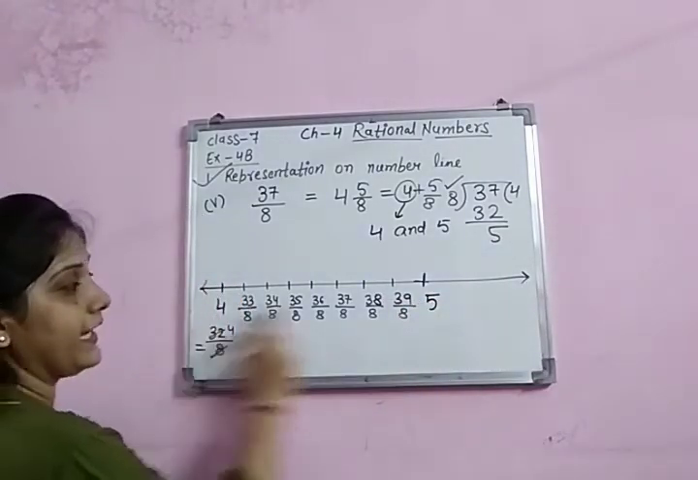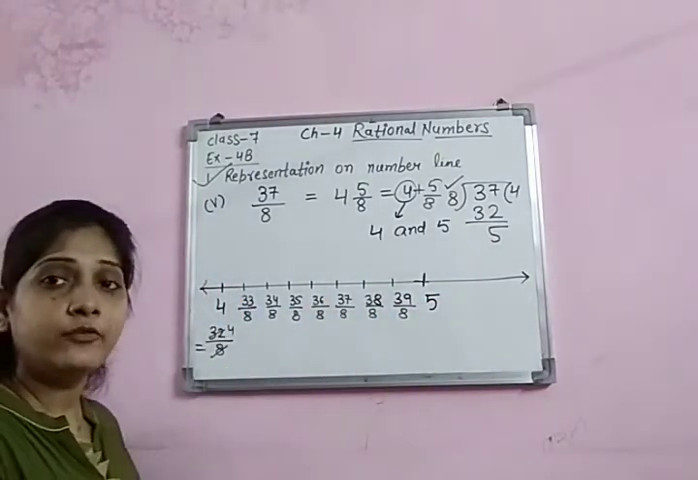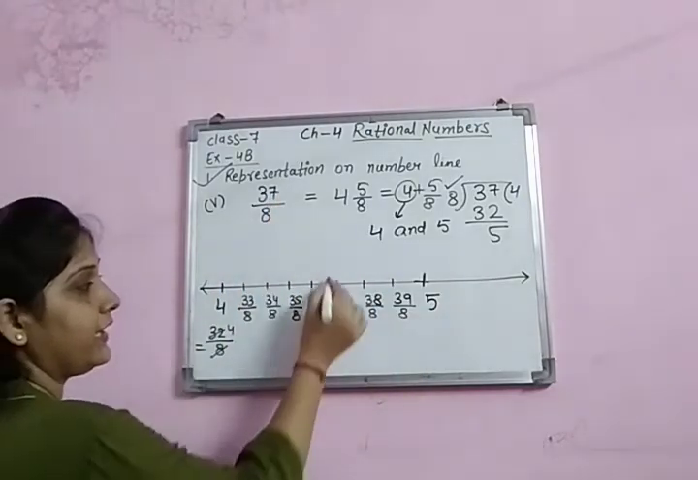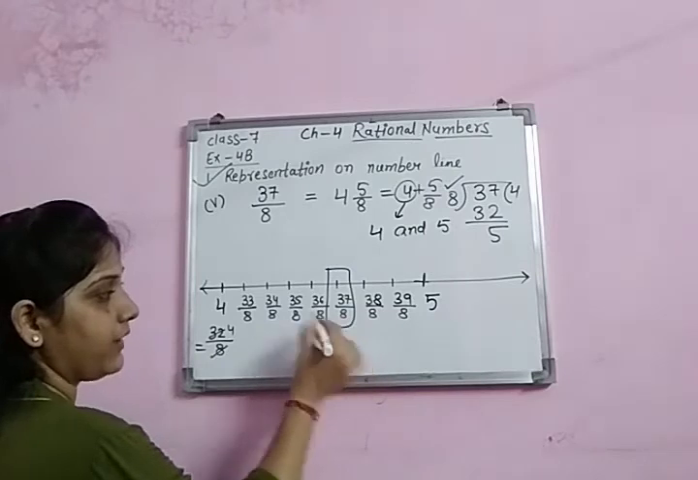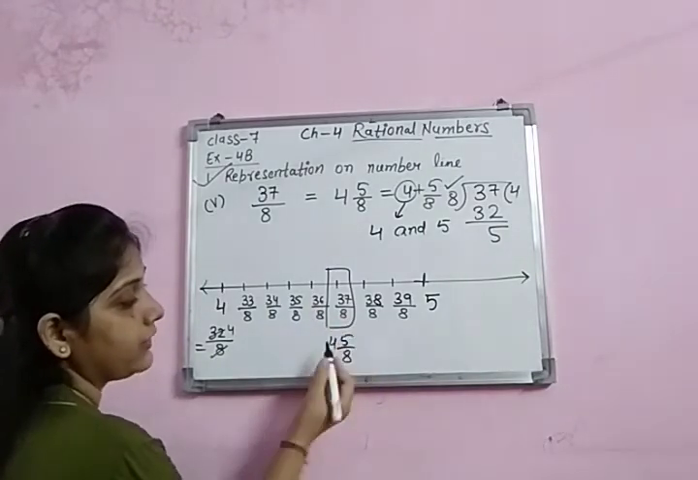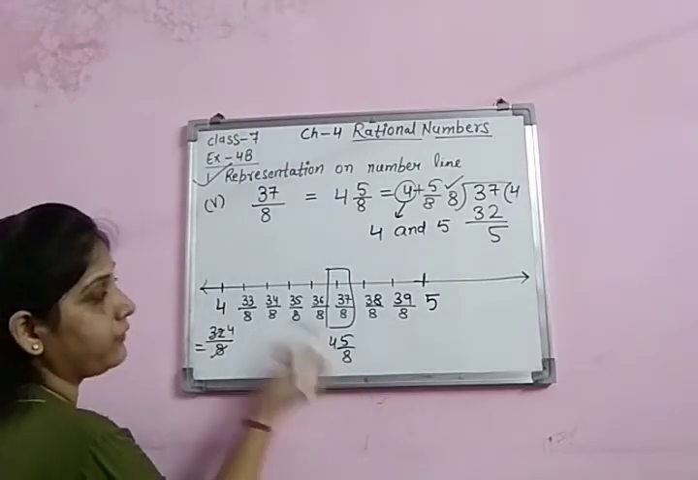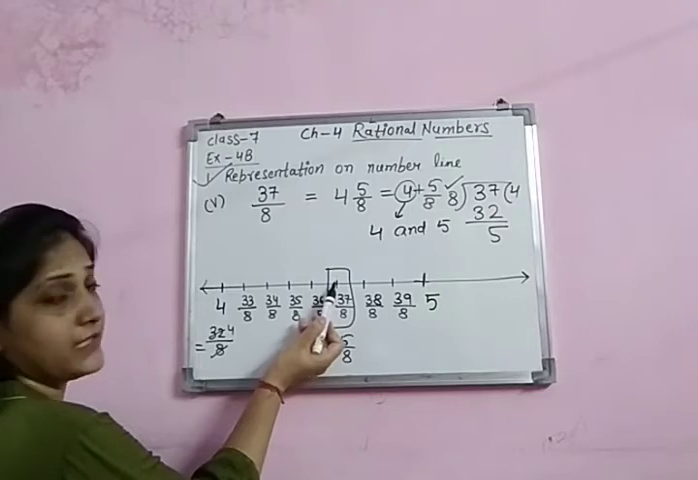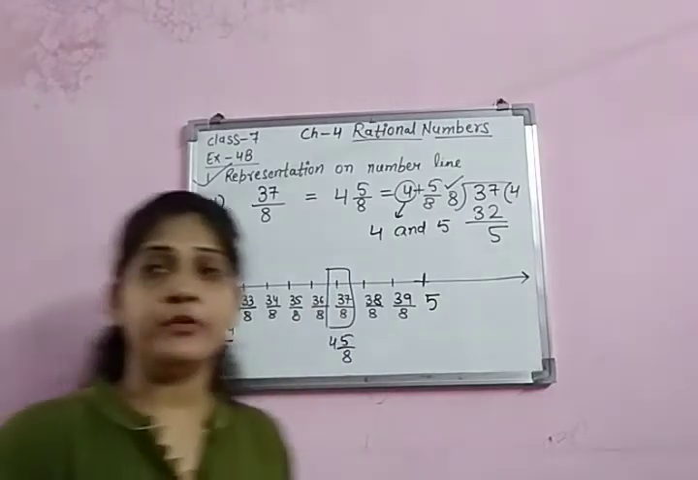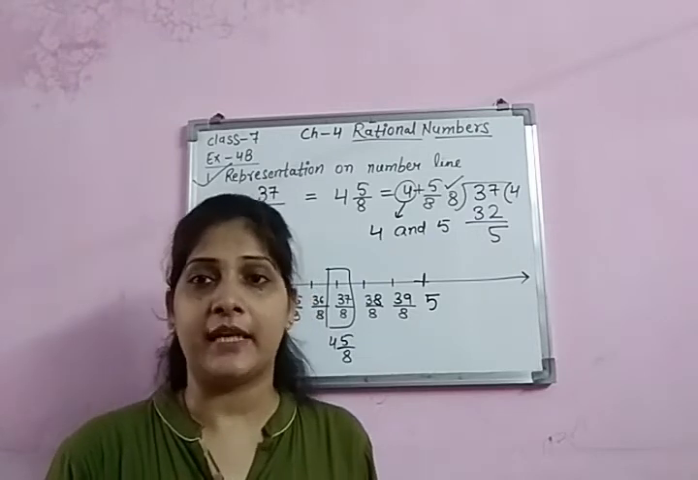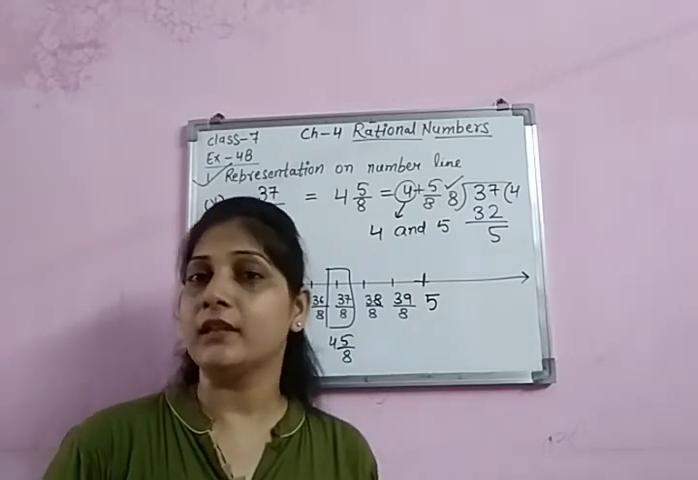Because the number line exists between 4 and 5 when we are doing its 8 equal parts. So we want 37 by 8. It is 37 by 8, or in mixed fraction, if we write, it is 4 and 5 by 8. Look, after 4, this is the 5th part. After 4, 1, 2, 3, 4, 5. This is the 5th part. So I hope you understand how to represent a rational number on a number line. So please do it very carefully.